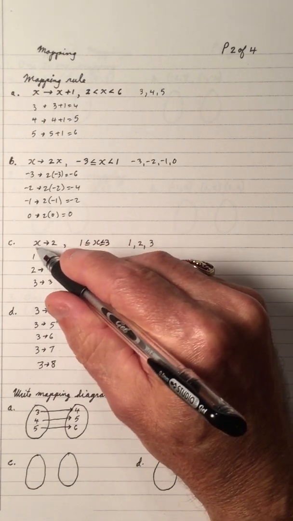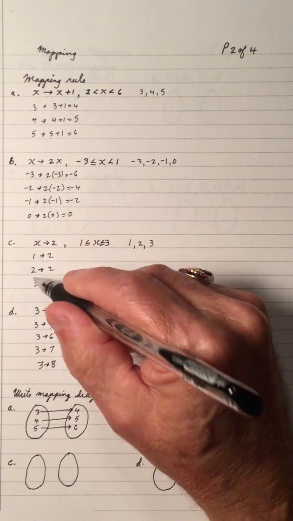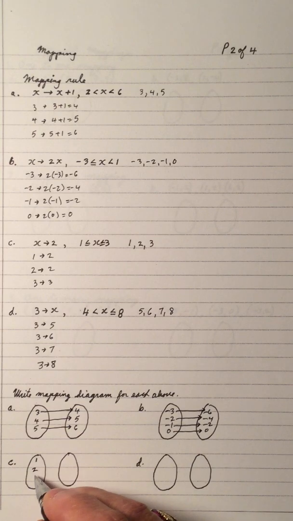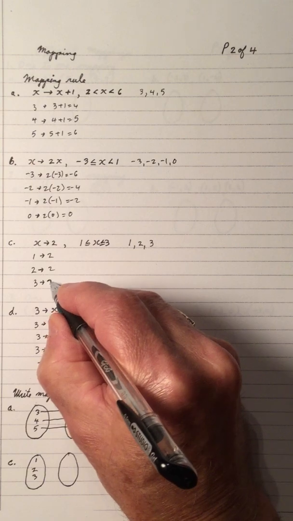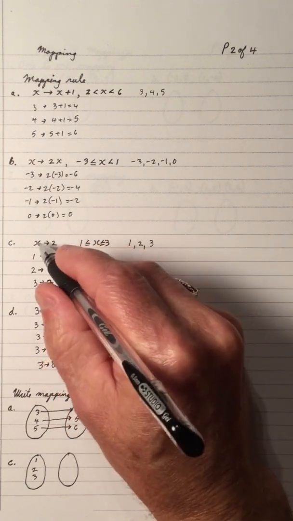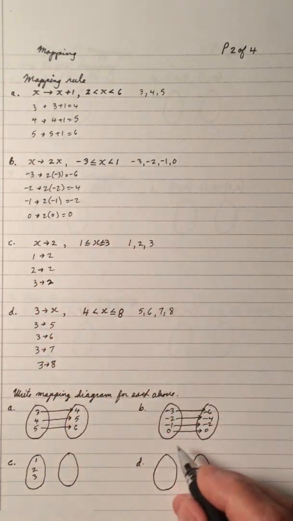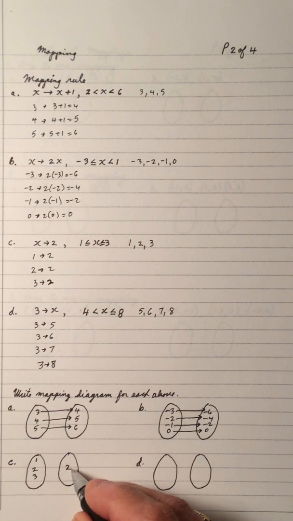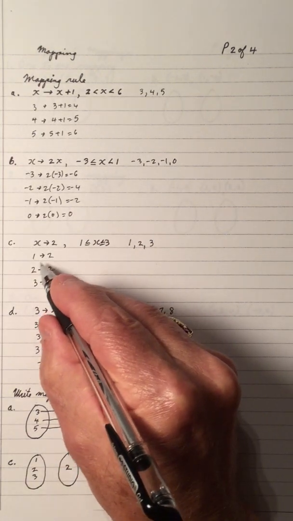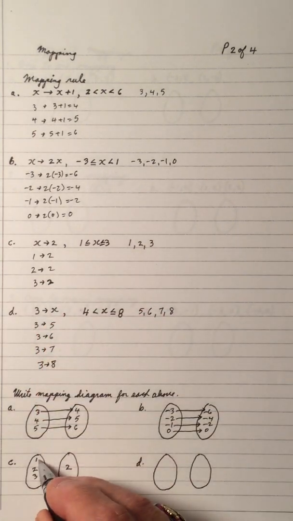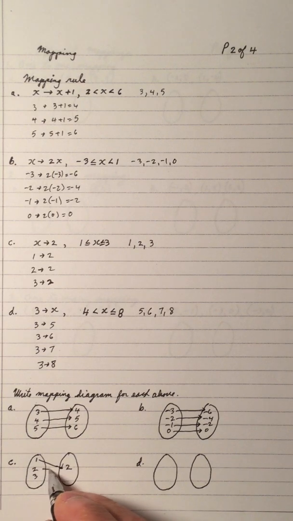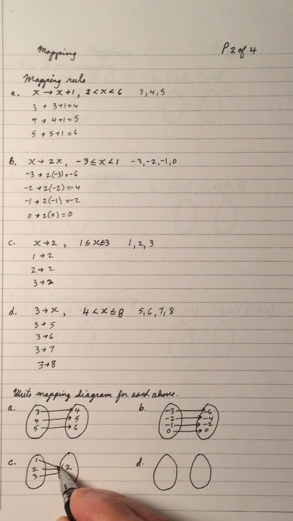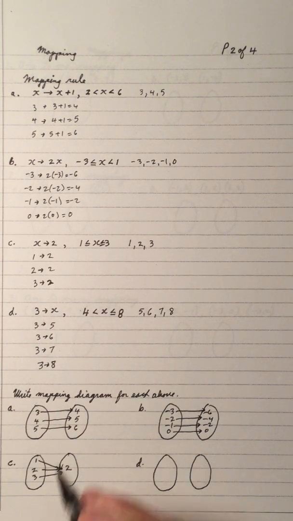C, we have x is 1, 2, 3, so that's on the left side, and that's mapped to 2. Oh, that's a 2 there, I made a mistake, that should have been a 2, because x is mapped to a 2, so that's a 2 on the right side. So 1 is mapped to 2, 2 is mapped to 2, and 3 is mapped to 2. So all of them are mapped to the 2.